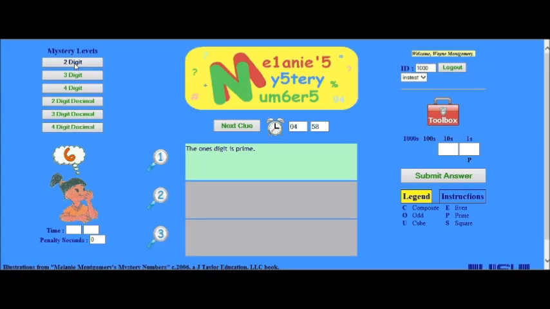Upon choosing a level, a question is randomly generated and the first clue is presented. The student may determine the answer from one clue or request a second and then a third. It is sometimes possible to answer the question with only one clue and sometimes with 2 clues, and it is always possible to determine the answer after 3 clues.